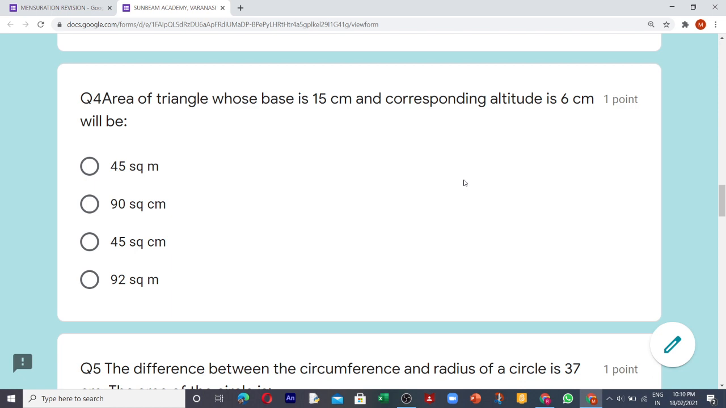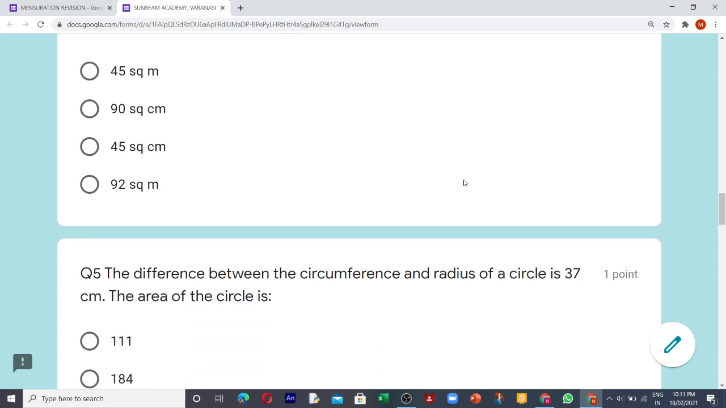I hope you all have done. Now what we will do? We will move to the fifth question. Fourth is done, I think. So now just move to the fifth question.